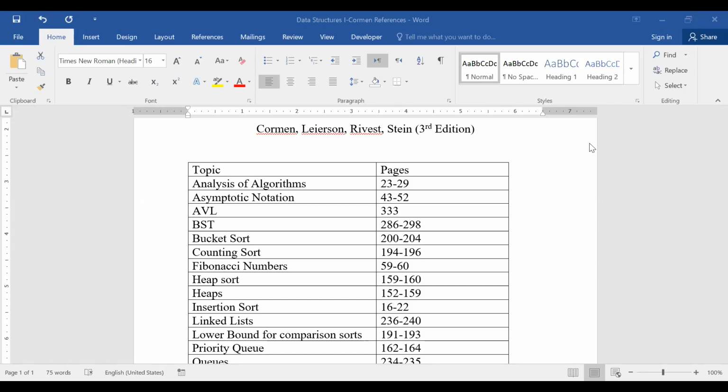Because in the expected case, we know that in the worst case, Quicksort is n squared. But the normal expected case, we know that it's n log n. And because it's also in place, that it doesn't take extra space, that's very preferable, let's say, to merge sort, which is also n log n, but it takes extra space.